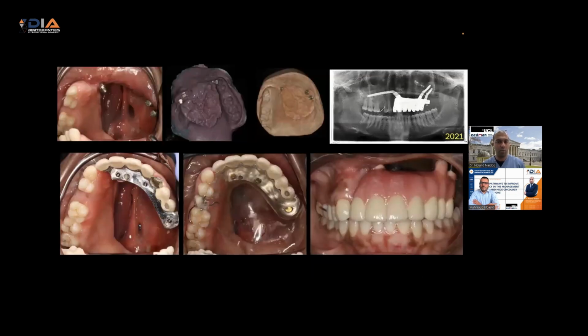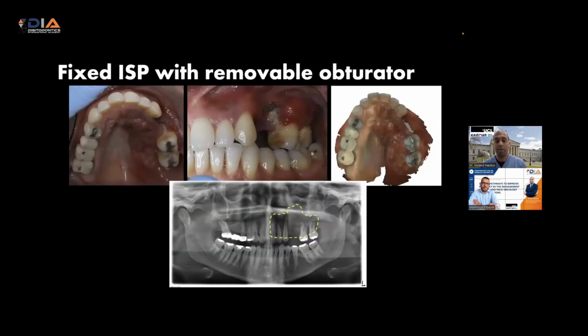But yet, even with all of that, we were still able to, with good surgeons and good teamwork, provide the patient with something like we have here. That was a fixed dental alveolar prosthesis with a removable obturator that's able to be cleansed and adapted as the patient needed it to be adapted.